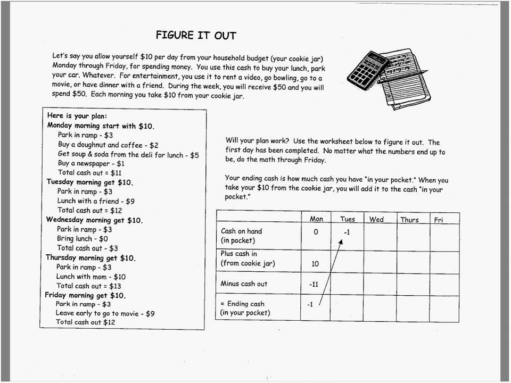We're going to say this is your personal plan for your cash flow for your week, okay? On Monday morning, you start with cash on hand of zero, and under that, it says cash in from the cookie jar. Every day, you pull $10 out of the cookie jar and put it in there. But this morning, Monday morning, you park in the ramp for $3. You get a donut and coffee for $2. You get a soda from a deli for lunch, $5. You buy a newspaper, $1. Your total cash out is $11. Well, you only have $10, so you take your cash in minus $11. For that day, you're already a negative one. So you see that the negative one carries back up to Tuesday.